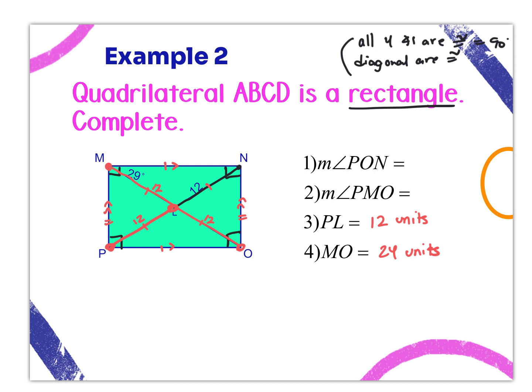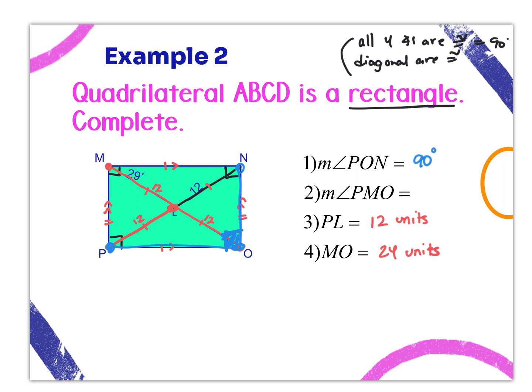Now we're going to work on angle measures. The first angle it asks me about is PON. So PON starts here, goes to O, and goes to N. So it's basically the whole angle. Well, I know the whole angle is 90 degrees.